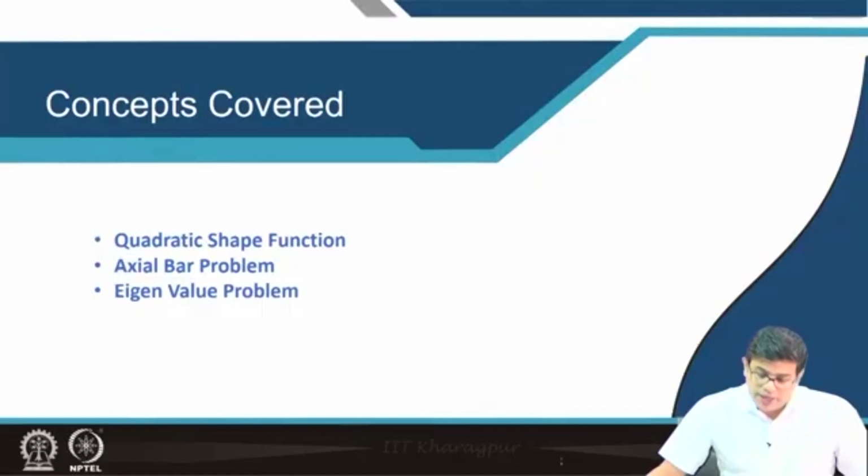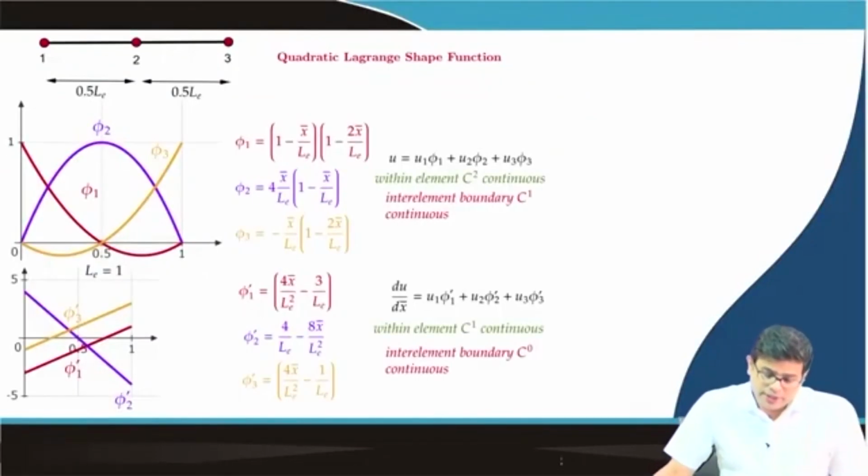So before that, let me discuss this, that this is the quadratic Lagrange polynomial. So now this is the same thing, we have derived this. Now if you look carefully, this polynomial is a quadratic polynomial. So it is C2 continuous within the element. That means its derivative is twice continuous. So C2 means twice continuous, but at the inter-element boundary it is C1 continuity.